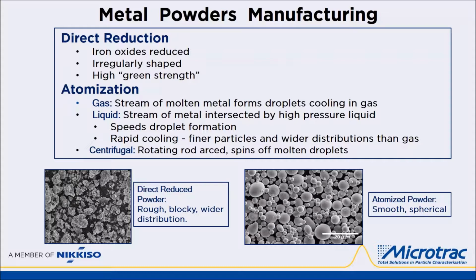There's also centrifugal atomization, where the powder is compacted into a rod, turned into an arc, and rapidly rotated in a spindle, which liquefies and forms droplets that cool and get collected in a chamber.